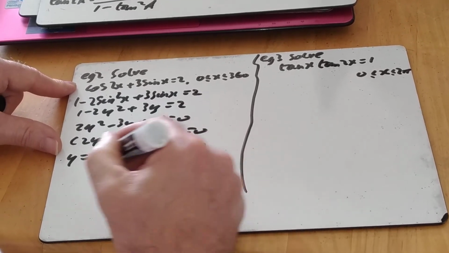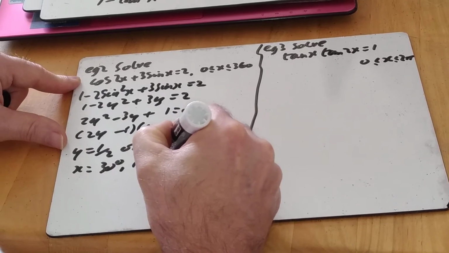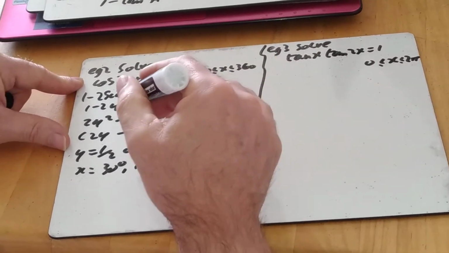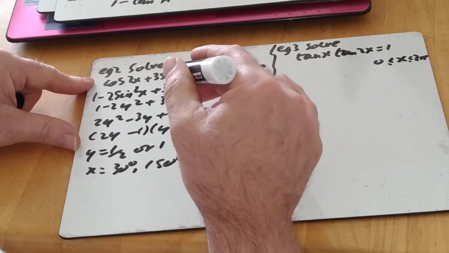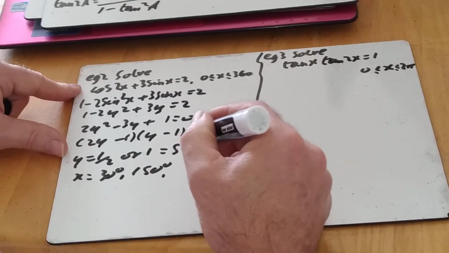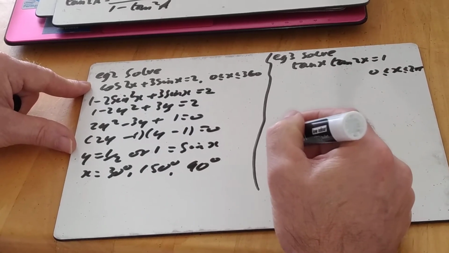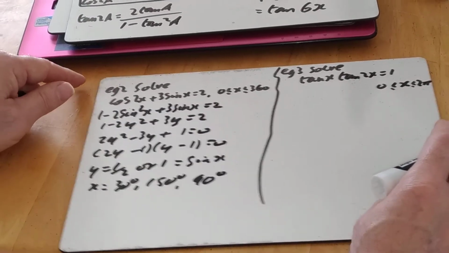So sine x equals a half, x equals 30 degrees, 150 degrees, 0 to 360, and sine x equals 1 is just going to be at the top, 90 degrees. Okay, and I've got my 3 solutions there.